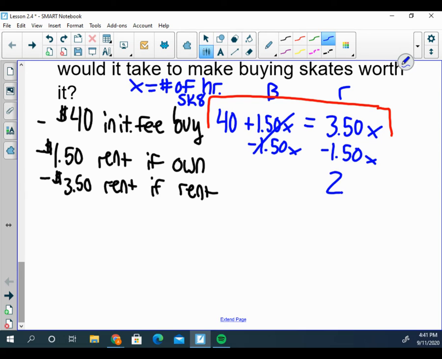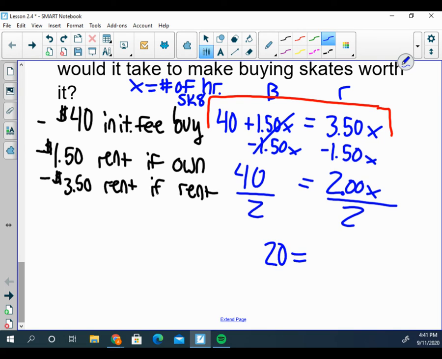When I do that, I get 2x equals 40. Again, there's a decimal here. Keep that in mind. How am I going to get x by itself? Well, I divide by 2, and I get 20 equals x. What does that mean? That means I have to skate for 20 hours before buying makes sense.